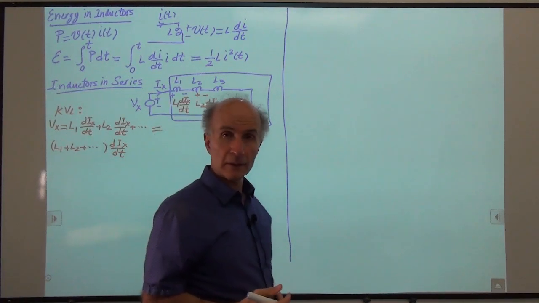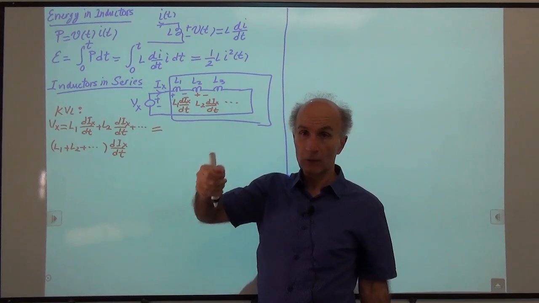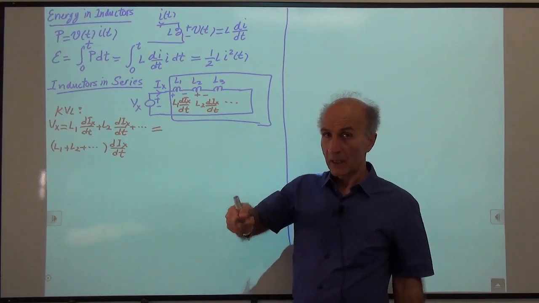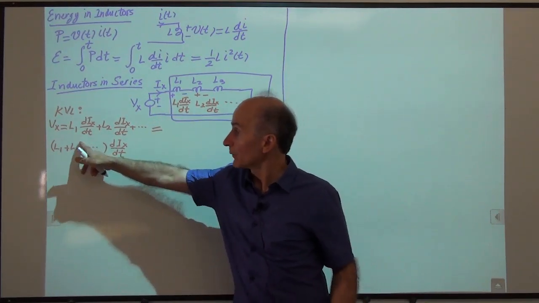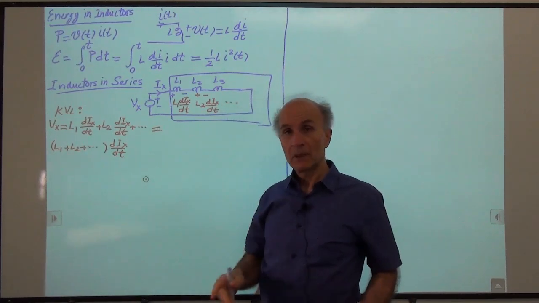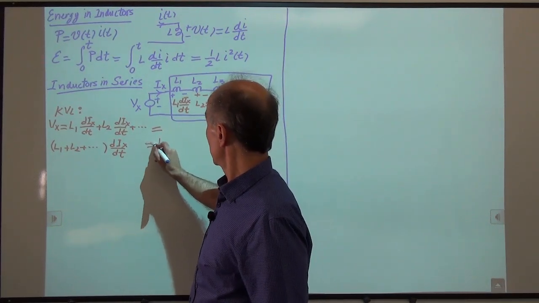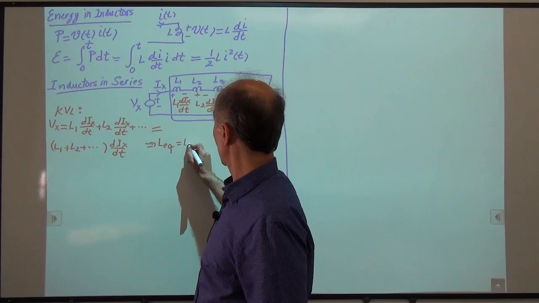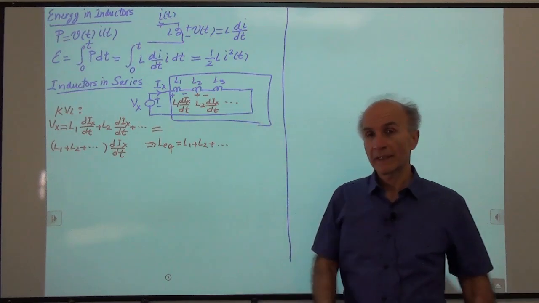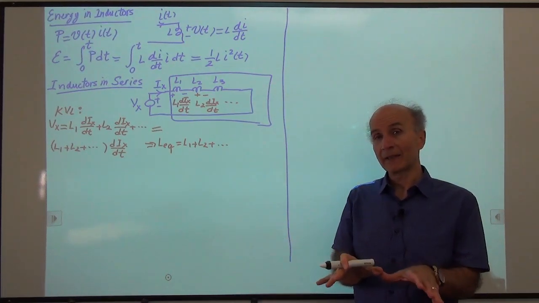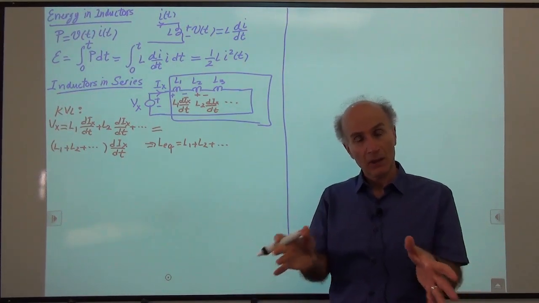Does this equation look familiar? We have a two-terminal device, this box here, whose voltage is given by the derivative of the current that flows through it multiplied by some amount. So what would you call that amount? That would be the equivalent inductance of the circuit, right? So we say L_EQ is equal to L1 plus L2, etc. So we see that when inductors are placed in series, they add, and that's similar to the case of resistors, right? When resistors are placed in series, they also add.